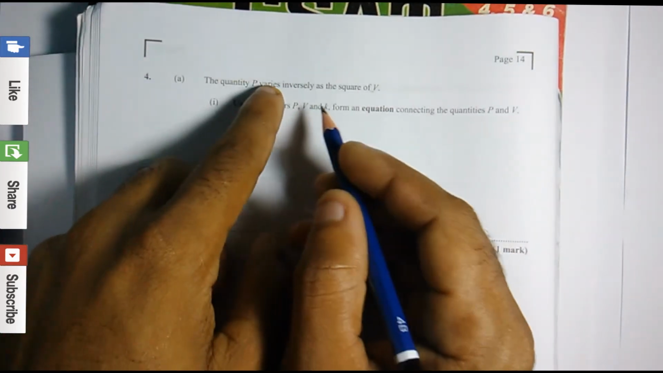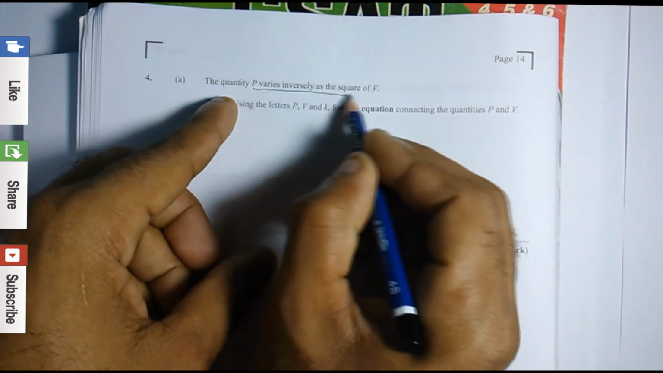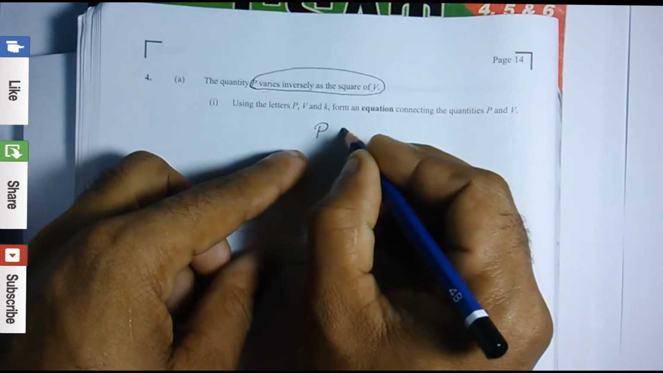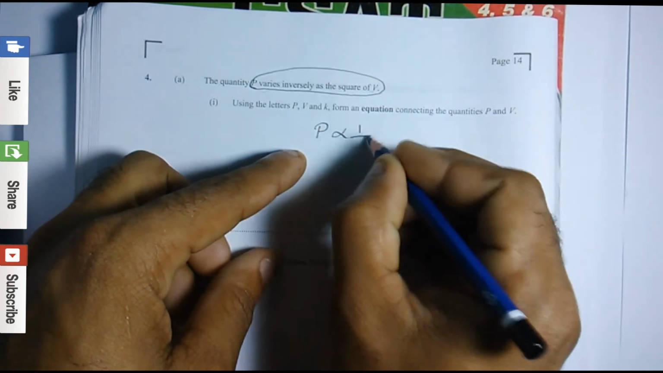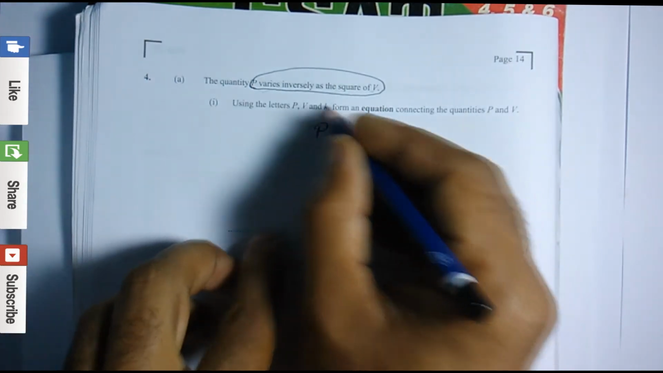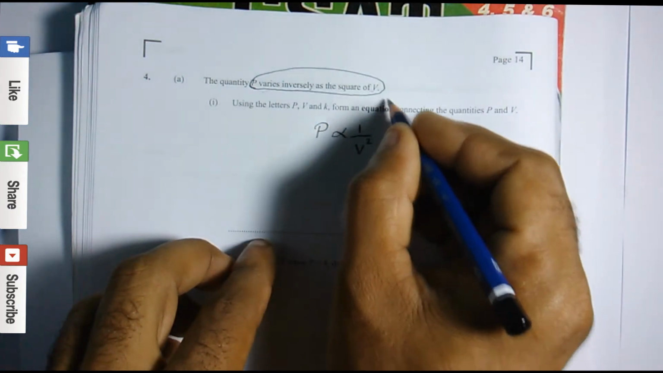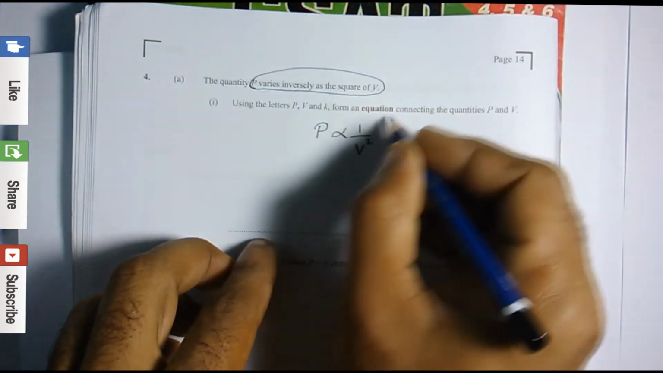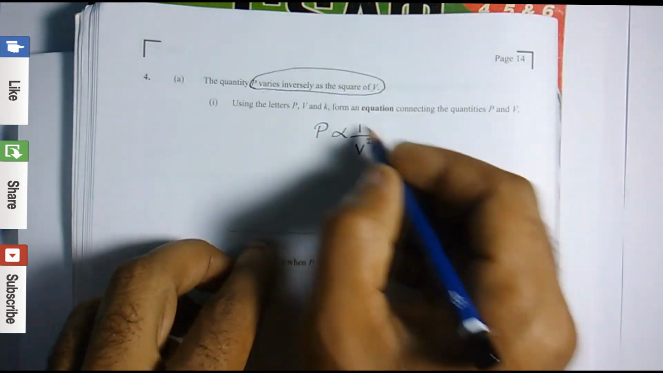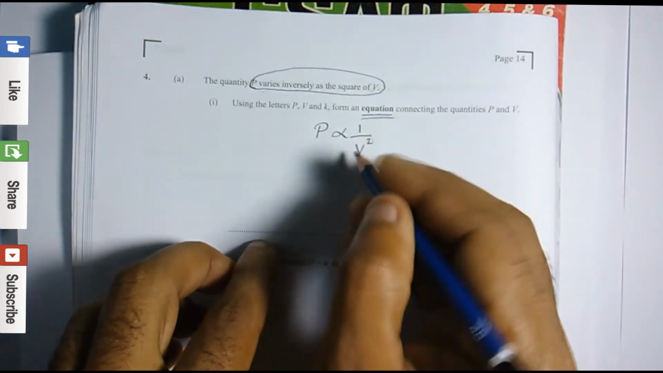So the main information up here: they said the quantity P varies inversely as the square of V. So this would be the variation. They say we're supposed to form an equation. If you realize, it's either going to be in capital letters or black letters. So this is the main thing that you're looking for, an equation.